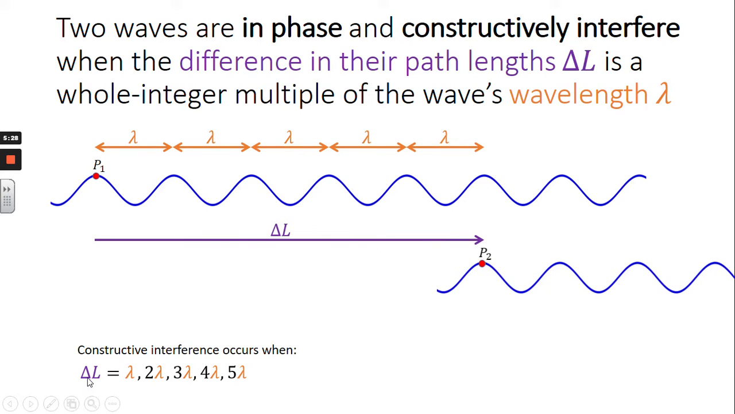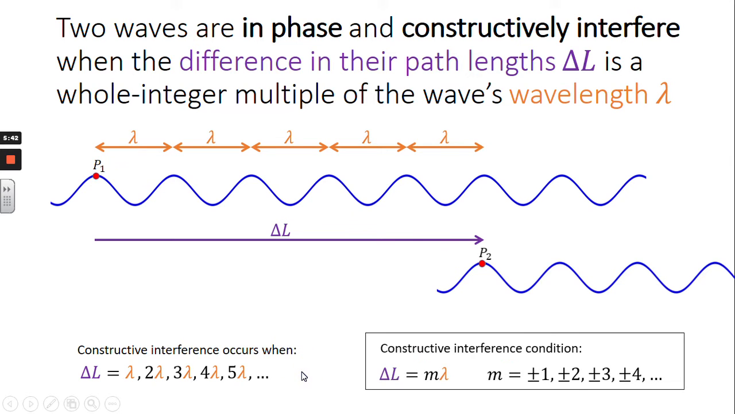So we get constructive interference whenever the path difference between your 2 points, delta L, is 1 wavelength, 2 wavelengths, 3 wavelengths, 4 wavelengths, etc. The pattern is that constructive interference happens when the path difference between your 2 waves, delta L, is some integer multiple of the wavelength lambda. So this is generalizing what's on the left here. M is any integer, plus or minus 1, plus or minus 2, plus or minus 3, etc. The negative takes into account that I could have chosen to slide point 2 to the left instead of the right.